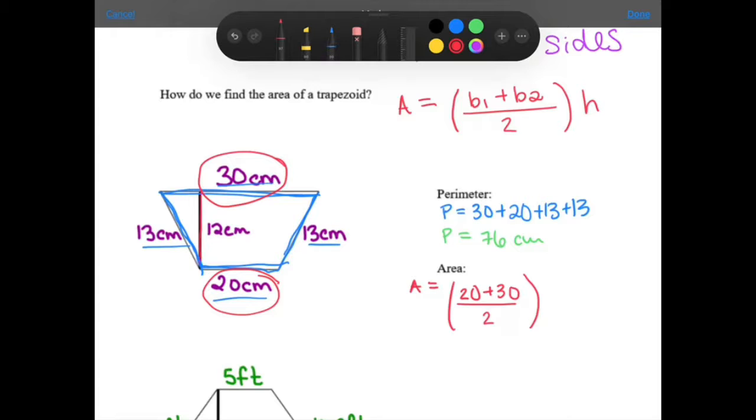And remember, we said our height has to be the perpendicular line right here. So that is our height, which is 12 centimeters. So we have to multiply all of this down here by 12. So when we work that out, we get our area is 300 centimeters squared.